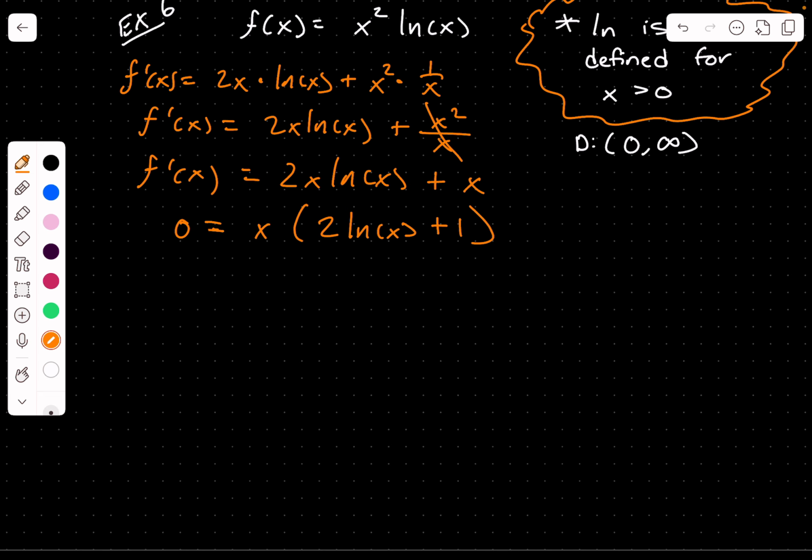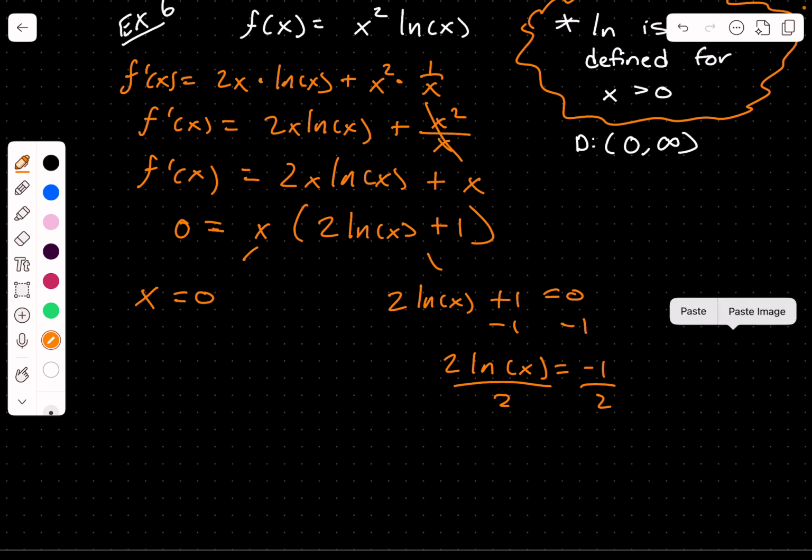And now we can just set both of these equal to 0 and find out what our critical numbers are. So we just have x equals 0. Then we have 2 ln x plus 1 equals 0. So let's work on this guy. So let's subtract the 1 from both sides. We get 2 ln x equals negative 1. Then we're going to divide by 2 on both sides so we can continue to get it by itself. Then we're left with ln of x equals negative 1 over 2.